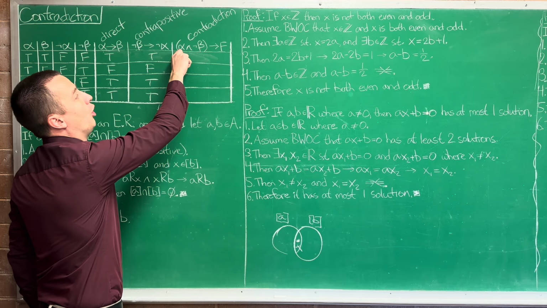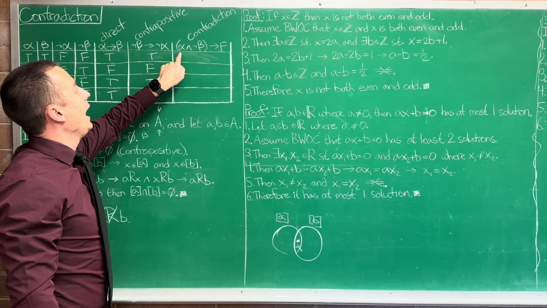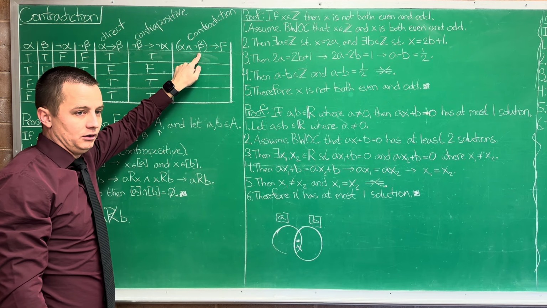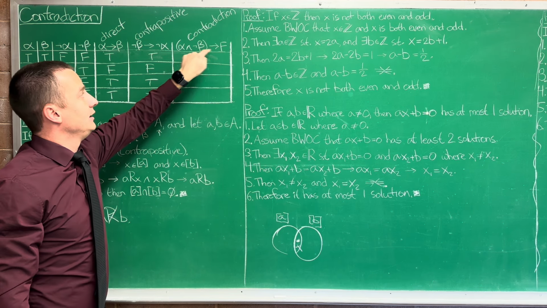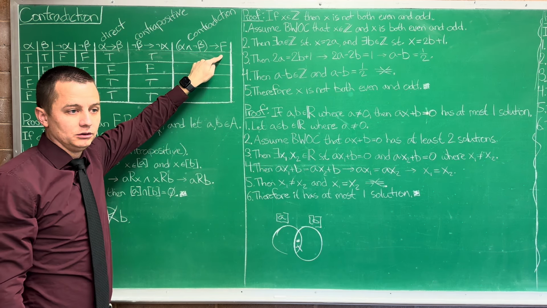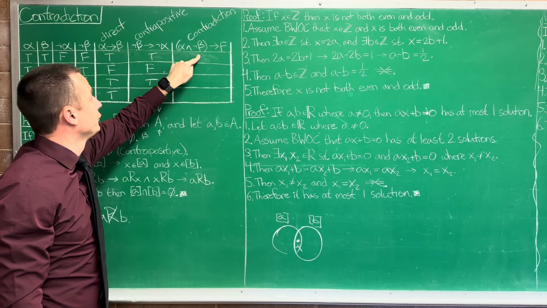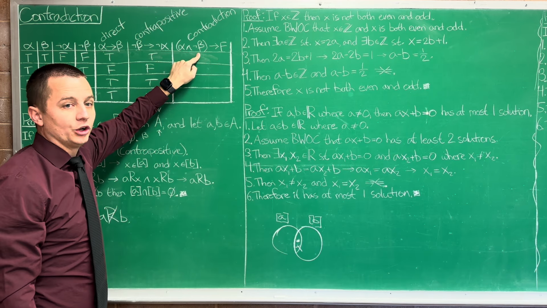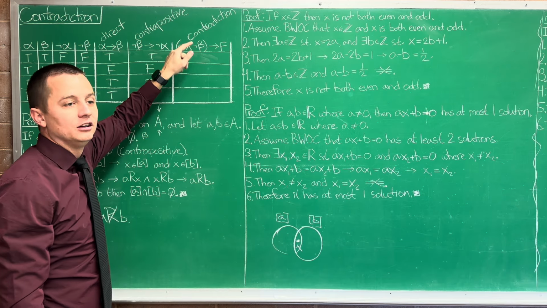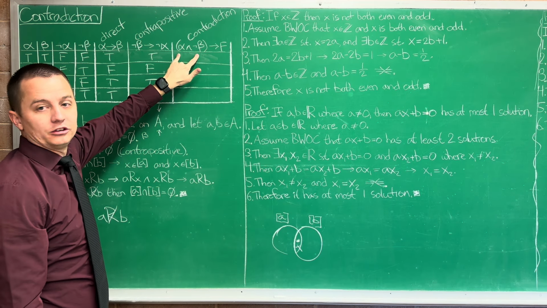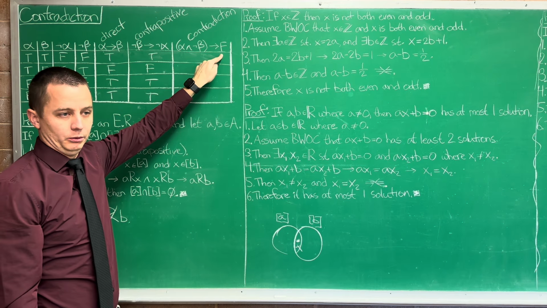So how do I show beta is true when I'm doing proof by contradiction? I show alpha and not beta implies something that is for sure false. If alpha and not beta is impossible, it means that if alpha is true, beta must also be true, because it's impossible for me to have alpha true and beta false. So I'm showing it's impossible for alpha to be true and beta false. Therefore, if alpha is true, beta has to be true. And that's what this is going to say: alpha being true and beta being false implies something impossible.